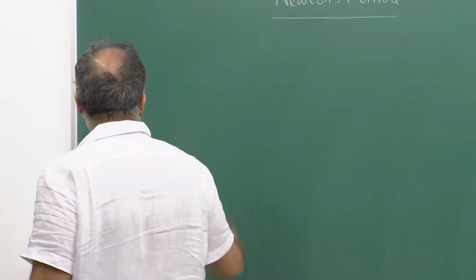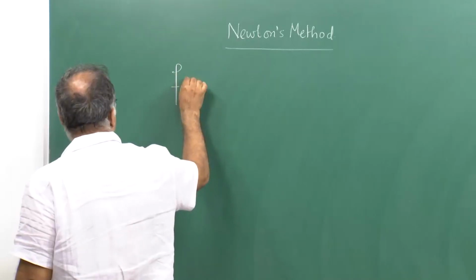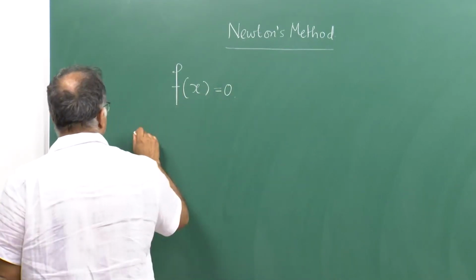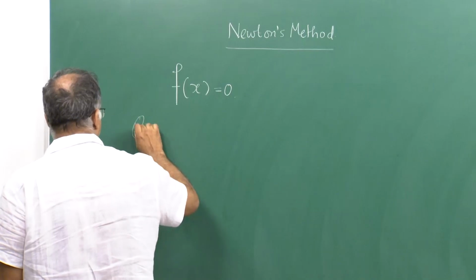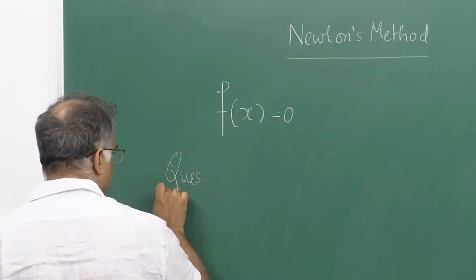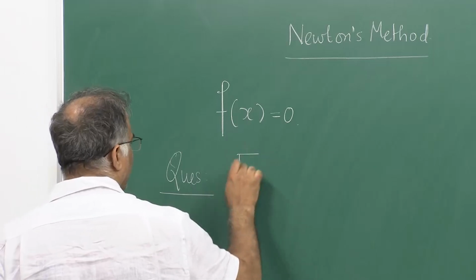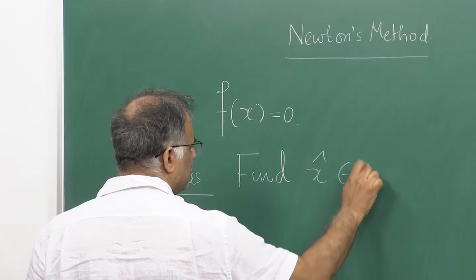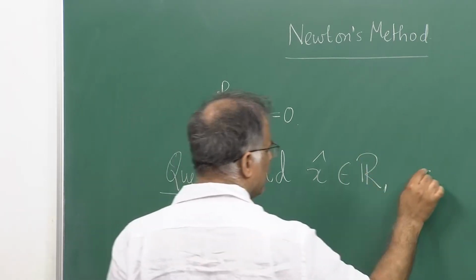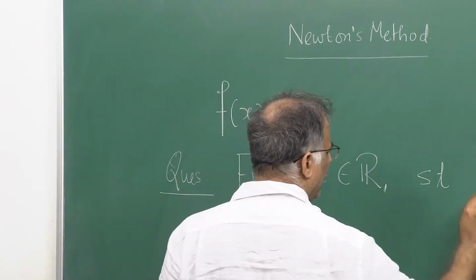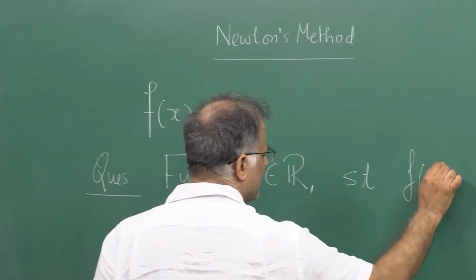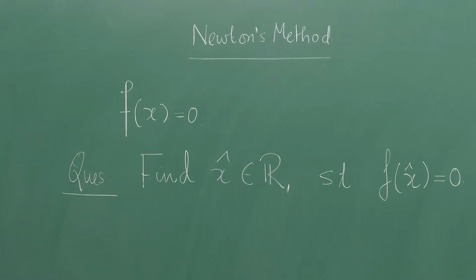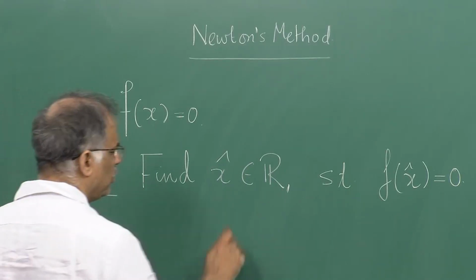Today we are going to talk about how to solve f(x) = 0. So, the question is, find x hat in R such that f(x hat) = 0, where f is a function from R to R.